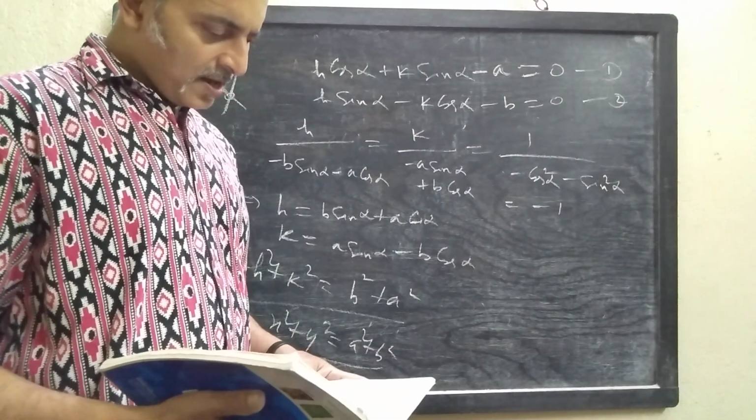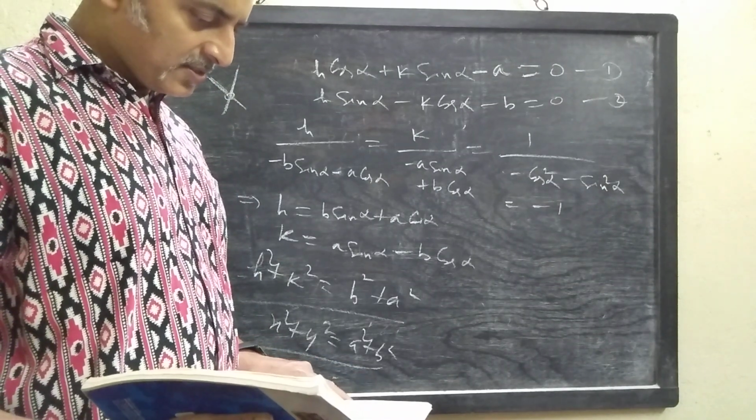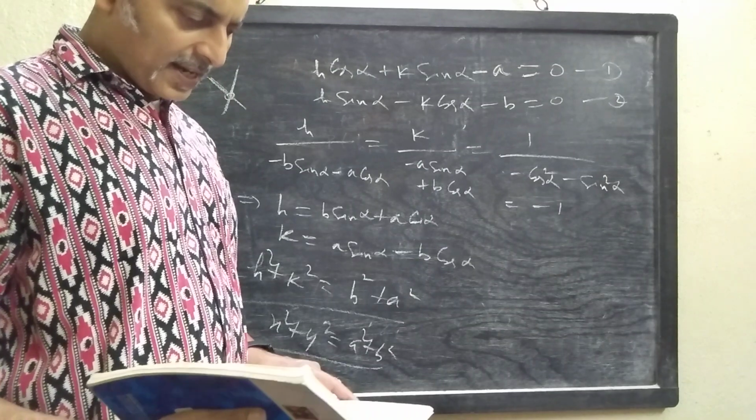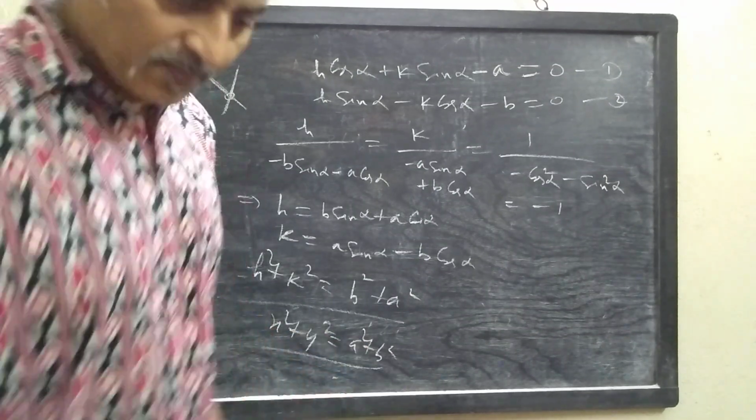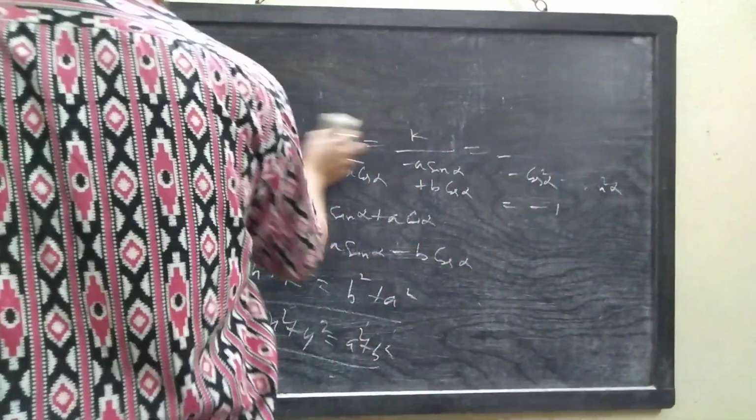Next, a rod of length L units slides with its ends on two perpendicular lines. Find the locus of its midpoint. Very important question. You will find it in many question papers in future.